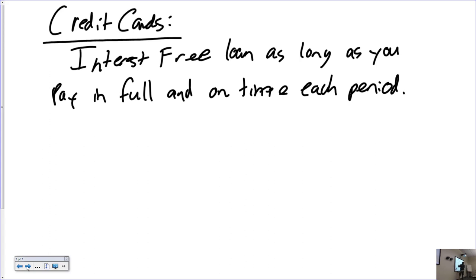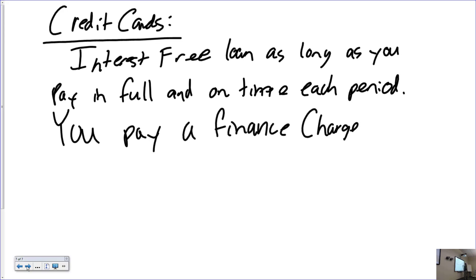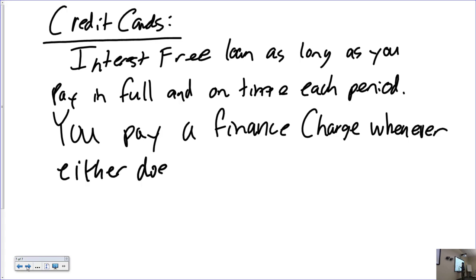Alright, so obviously, folks, if you do not pay in full and you do not pay on time, what does the credit card company do? You pay interest, but guess what? They don't call it interest. Guess what they call it? A finance charge. Hey, go figure. Guess where the car loans got it from, folks? Or vice versa. I don't know exactly who came first. Alright, you pay a finance charge whenever either of those does not happen. So either you pay late or you do not pay in full. And folks, it doesn't matter. Even if you pay one penny short, you pay the entire interest for that month that you owe. That's how it works. Okay? You agreed to that in the small print. You didn't read it, but it was there.